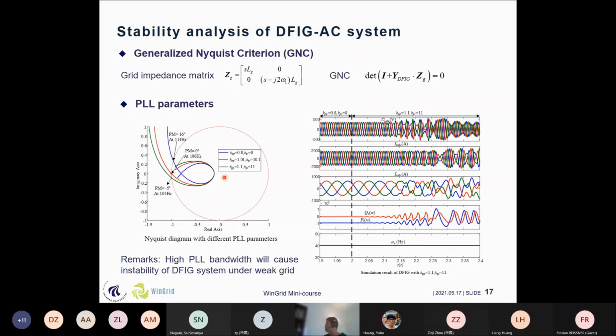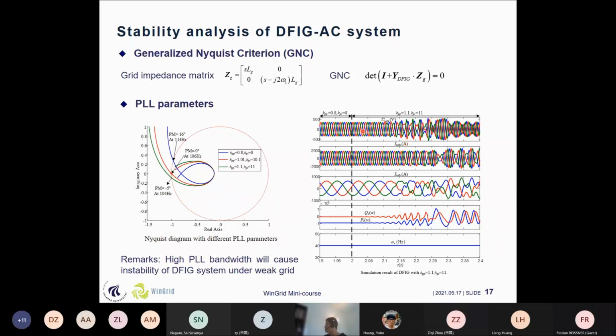Now we are going to analyze the PLL parameters. For the blue line, KPP is equal to 0.8 and KPI is equal to 8. For the red line we increase the proportional gain and the integral gain, and for the green line we still increase it. Then we can see from the Nyquist criterion that we will encircle the -1 with the increase of the PLL parameters. And this is the simulation result.